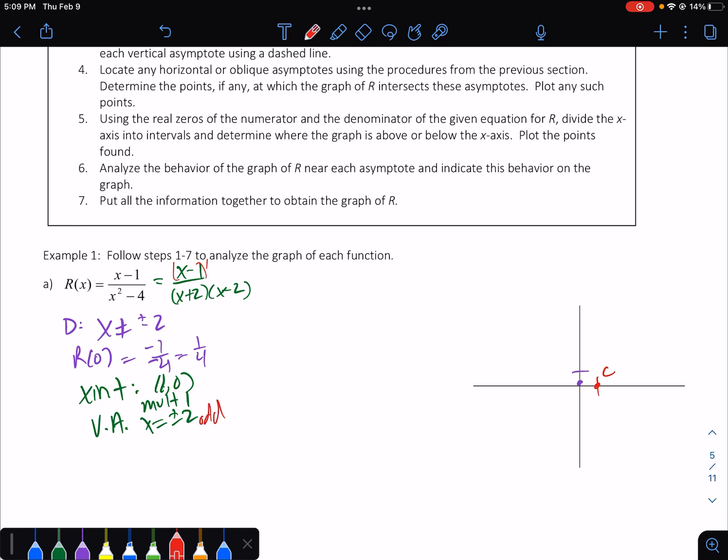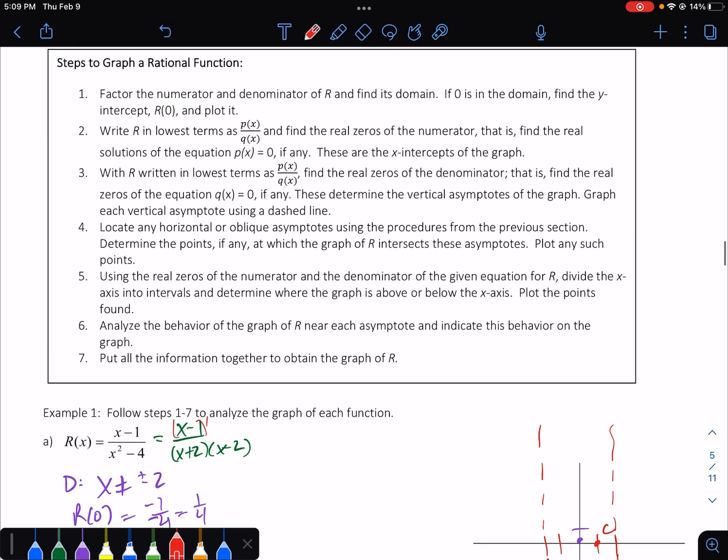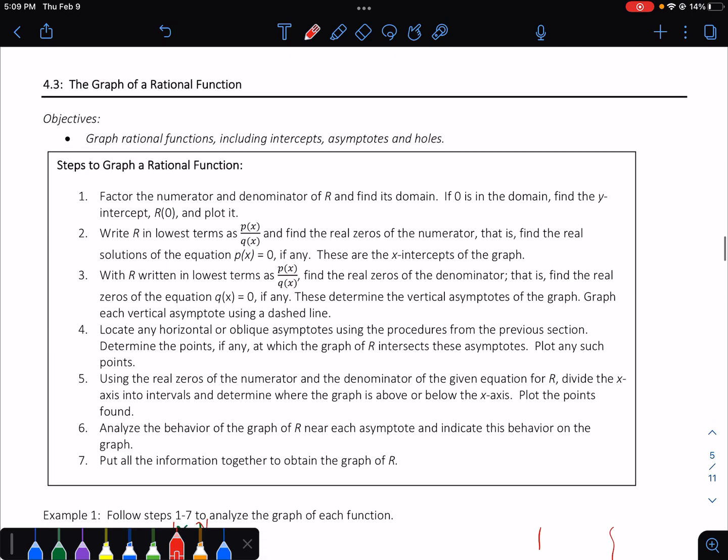Okay. So here's 2, so I'm going to make a vertical asymptote there. Here's -2, so I'm going to put a vertical asymptote there. And I'm going to write odd underneath them. And we'll talk about what we're going to do with those in a minute. Okay. Locate any horizontal or oblique asymptotes. This is also the one that we called end behavior asymptotes.